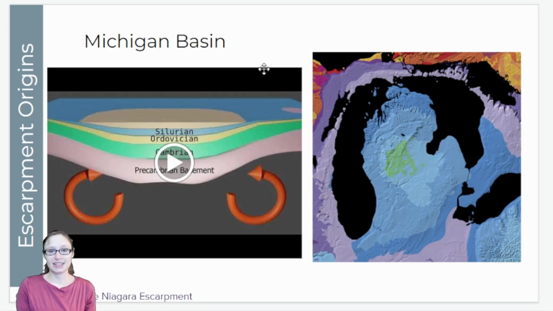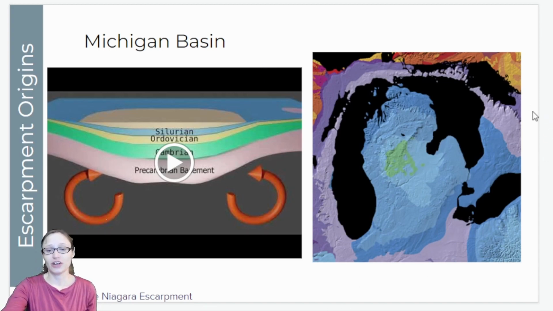And as it continues to warp downwards very slowly over time, it gets filled successively with new sedimentary layers. And each of those layers reflect different environmental conditions, but we don't really need to go into that right now in order to understand the origin of the escarpment.